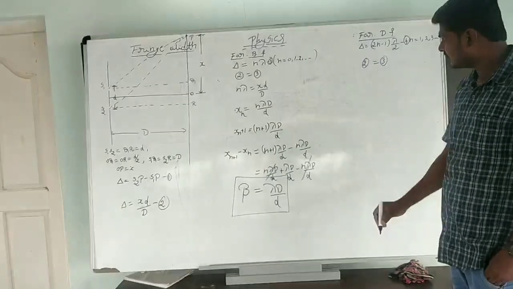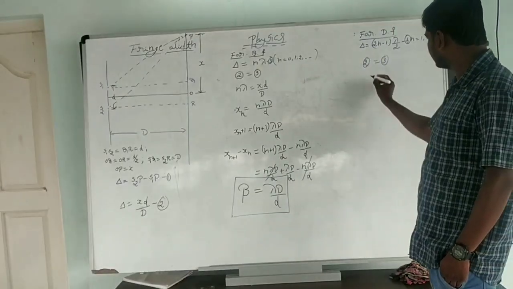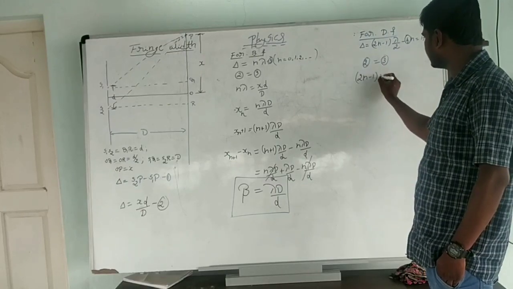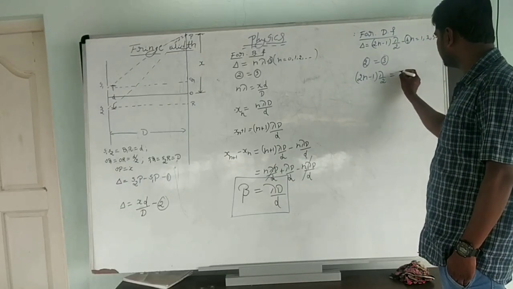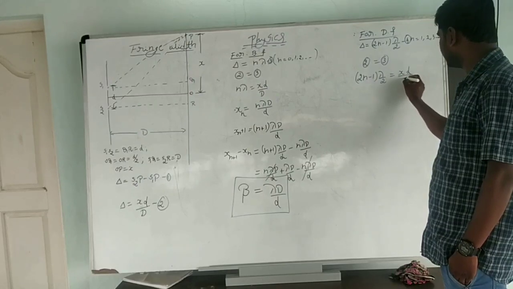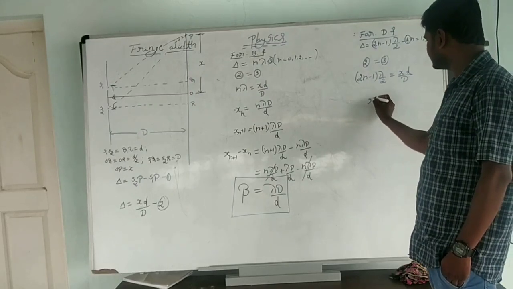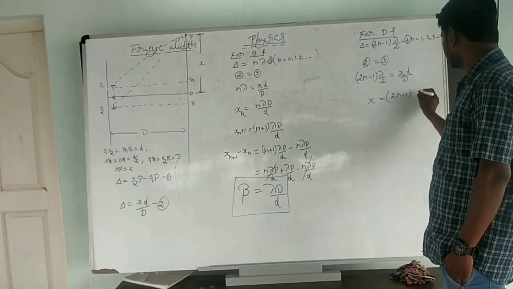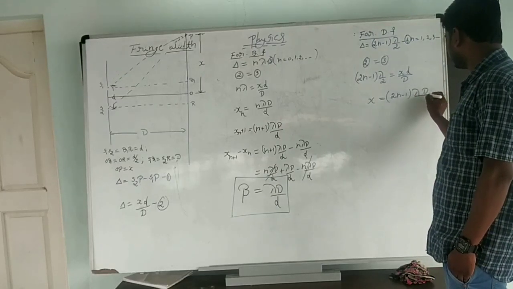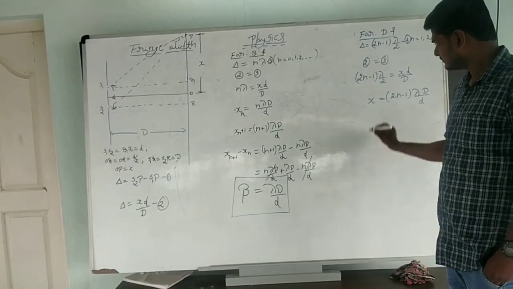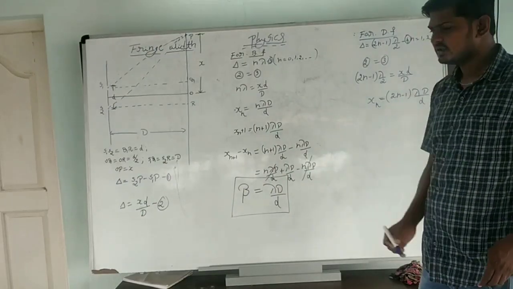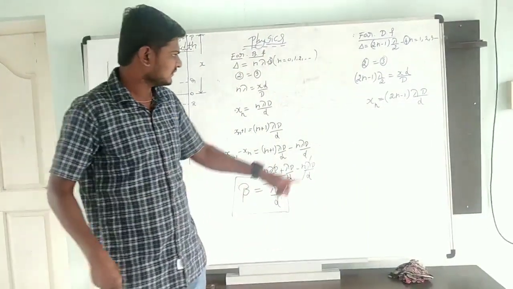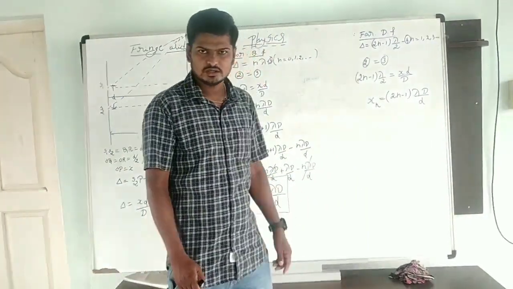When I equate equation 2 and 3, what will happen? (2n minus 1) into lambda by 2 is equal to xd divided by capital D. Now x is equal to (2n minus 1) into lambda capital D divided by small d. This is the distance of the nth dark fringe. Clear?